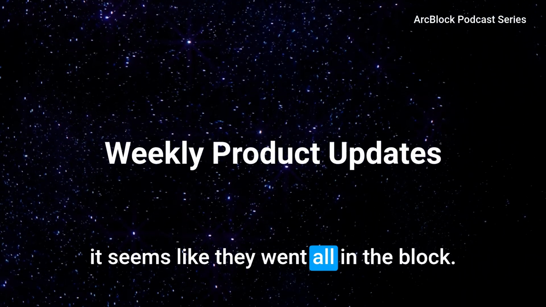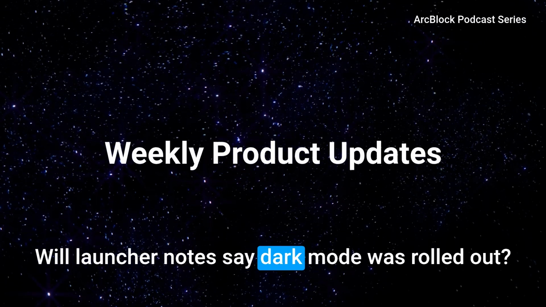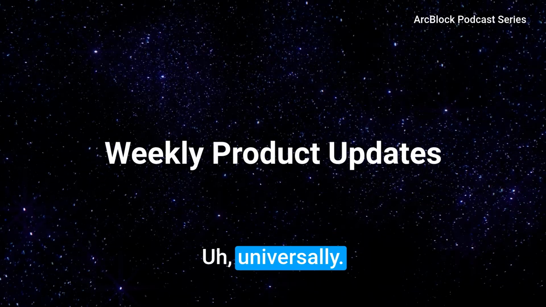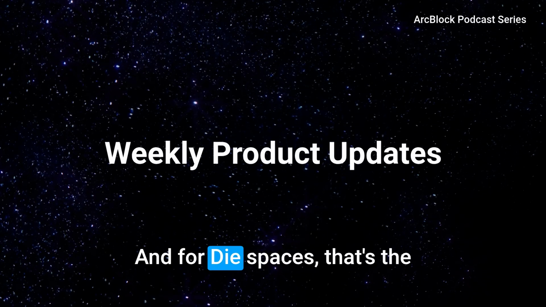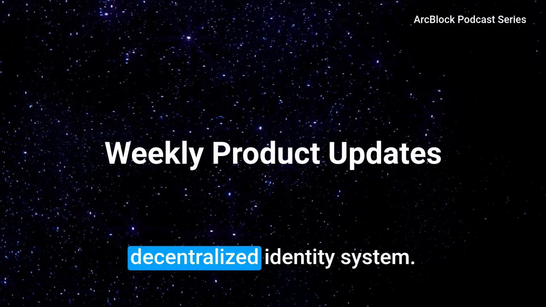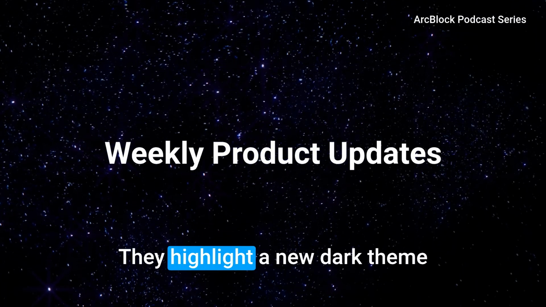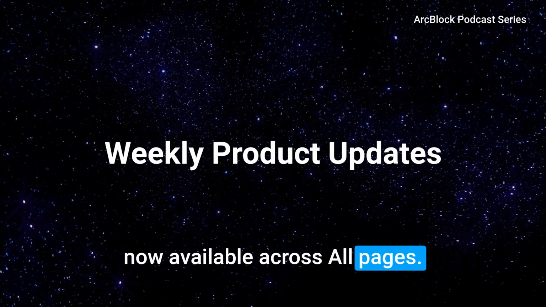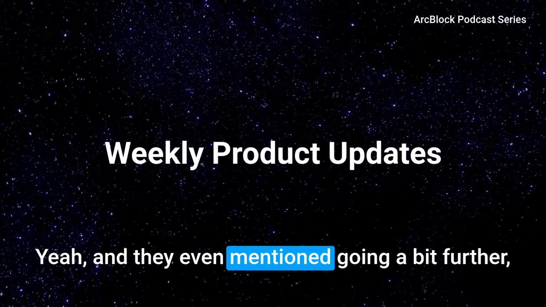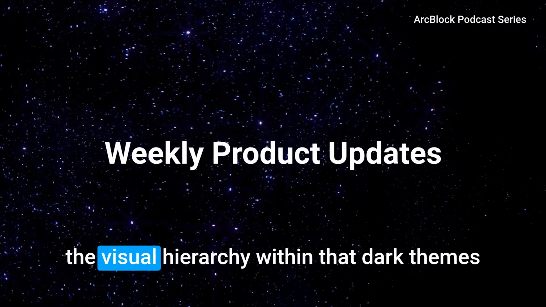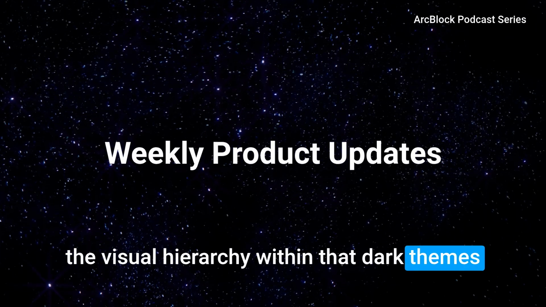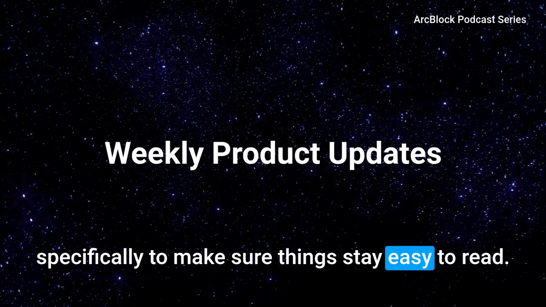And it seems like they went all in. The Blocklet Launcher notes say dark mode was rolled out universally across the whole platform. Correct. Universal there. And for DID Spaces, that's the decentralized identity system, they highlight a new dark theme, now available across all pages. All pages, okay. Yeah, and they even mentioned going a bit further, like tightening up the color contrast and improving the visual hierarchy within that dark theme, specifically to make sure things stay easy to read.